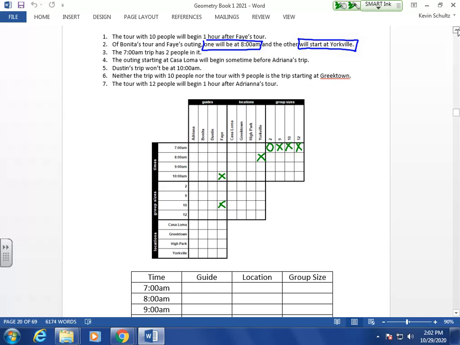Is there only one tour with 2 and one tour with 9? Yes. There's one tour at 7, one at 8, one at 9, one at 10, one has 2, one has 9, one has 12. Each option is used only once. So then the 8 a.m. tour, 9 a.m. tour, and 10 a.m. tour can't have 2 people. Oh, it feels good to eliminate stuff.